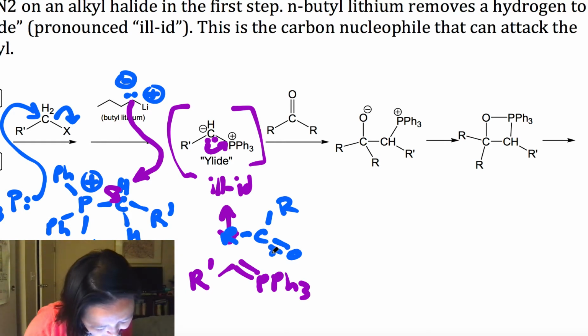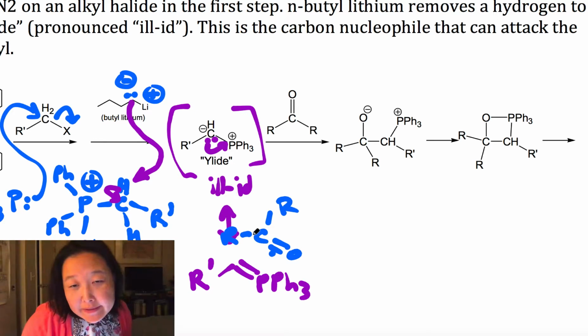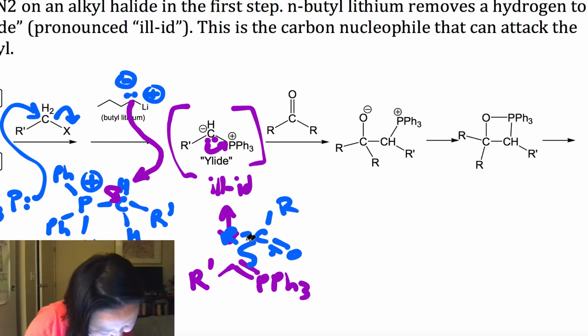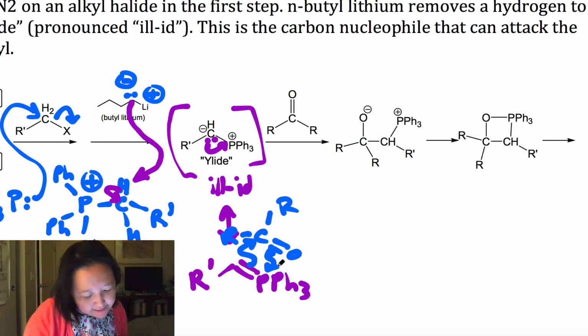So the idea is my carbon of the carbonyl is usually the electrophile. You've learned before that alkenes are nucleophilic. So I'm going to attack this way, and then I'm going to attack that way. And so you end up with these being attached to each other. So notice I made a carbon-carbon bond right here between the ketone and the carbon of the ylid.